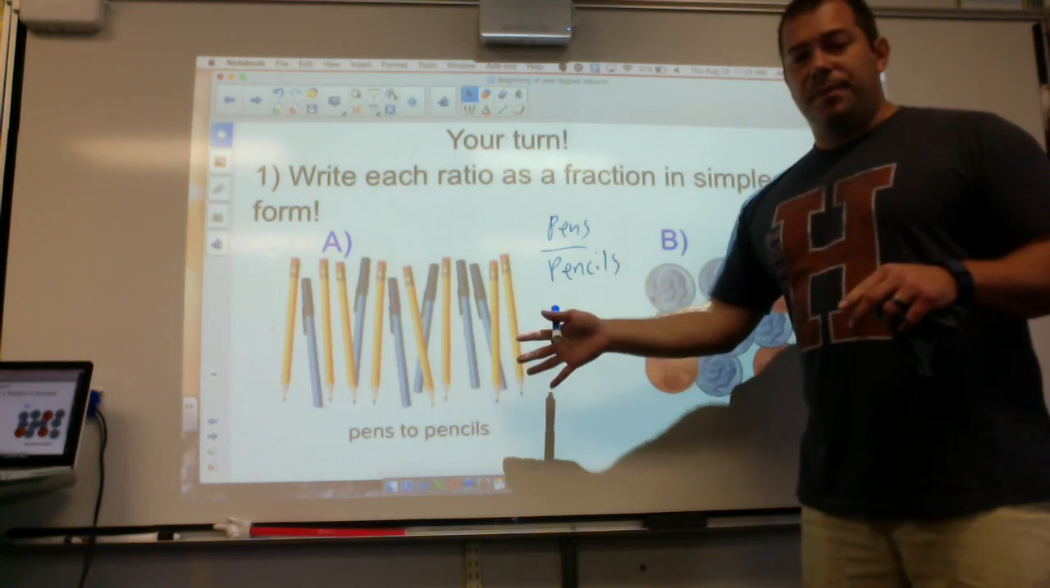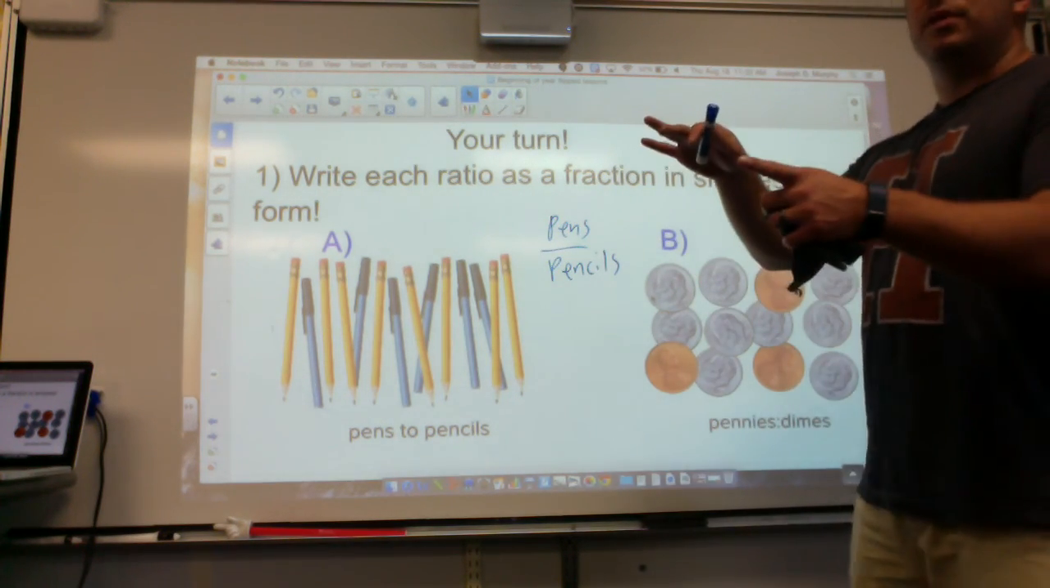So find the ratio, then find the greatest common factor, and then turn it to simplest form.